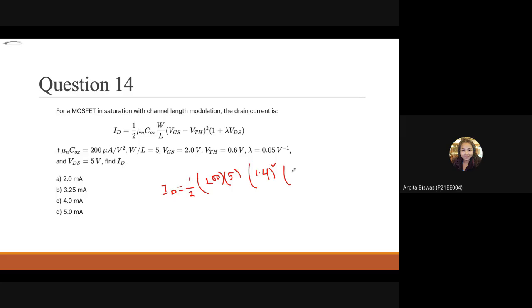into 1 plus lambda. What is the value of this lambda? This is 0.05, right? 0.05 into VDS. What is the value of this VDS? VDS equal to 5. So now tell me, after calculating it, what is the value? Yes, ma'am, 1.2, ma'am. 1.2. Okay. So 1.2 milliamps.